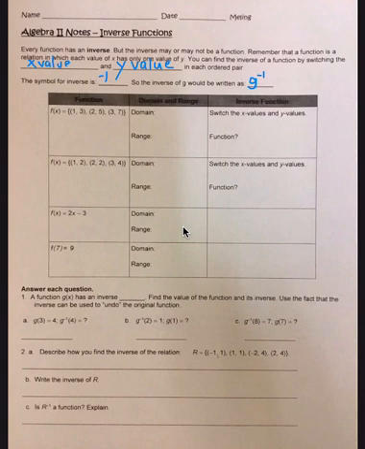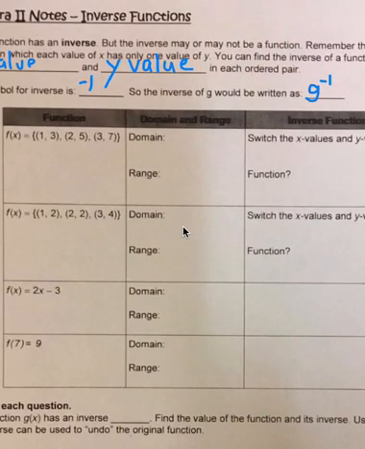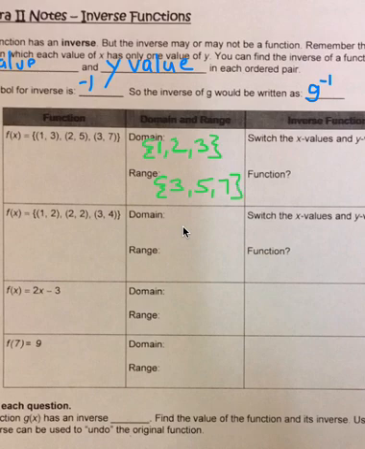We have a function 1, 3, 2, 5, 3, 7. Our domain, if we listed that, would be 1, 2, 3, and our range, which is the y values, would be 3, 5, 7. So I don't know if that green's showing up really well. We'll use a different color.